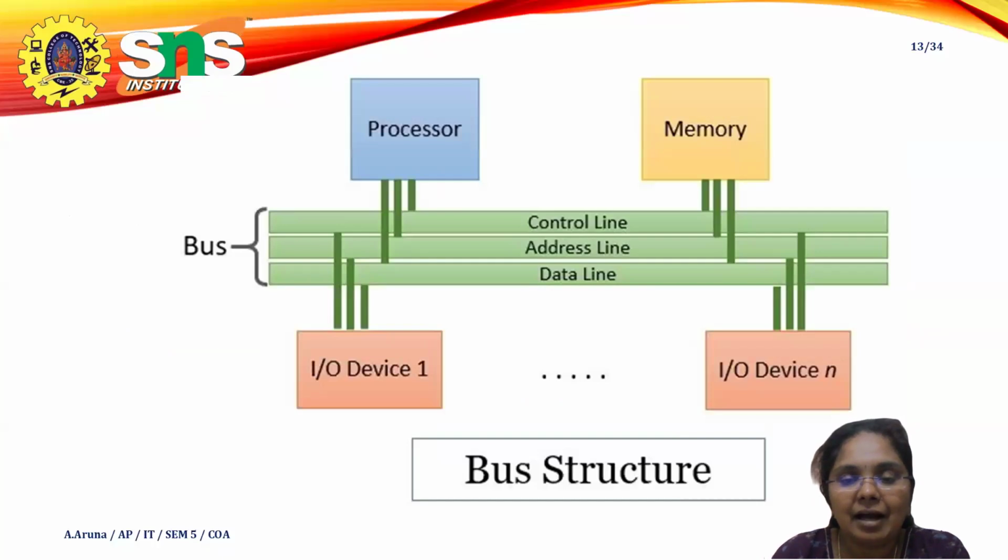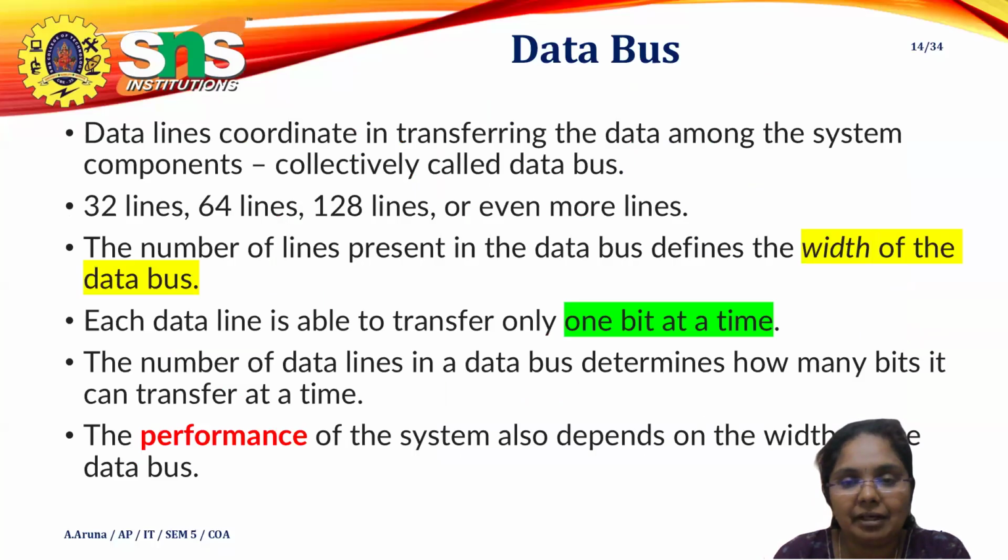A bus can have three different types of lines. One is the data line, the address line, and the control line. Everything is connected together by using a bus, so we call this a shared medium.